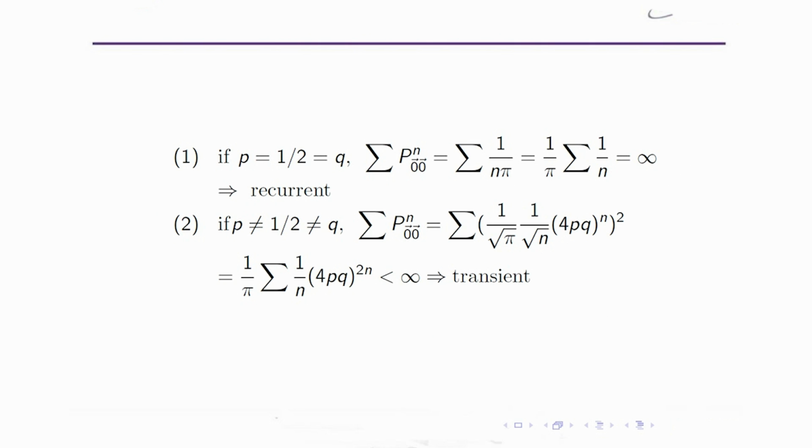And if p and q are both equal to 1/2, we know this is infinity. So that means all states are recurrent. But on the other hand, if p and q are not equal to 1/2, we know that this state is actually transient because this quantity is less than infinity.